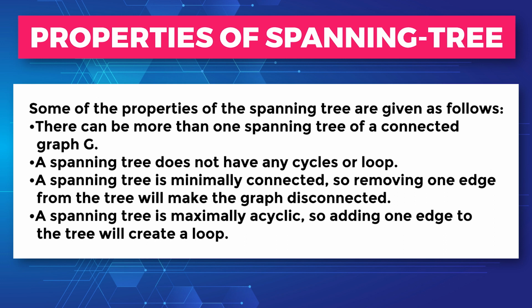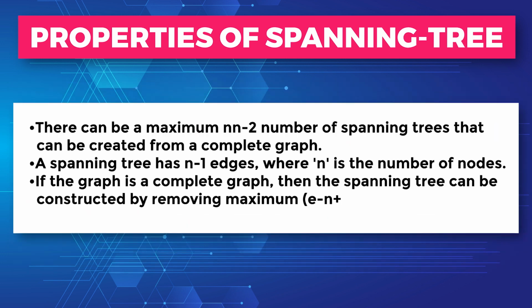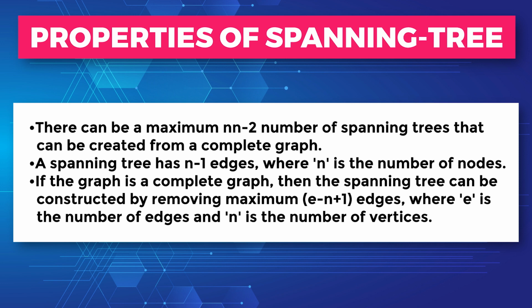A spanning tree is also maximally acyclic, so adding one edge to the tree will create a loop. There can be a maximum of n to the power n minus 2 spanning trees created from a complete graph. A spanning tree has n minus 1 edges, where n is the number of nodes.